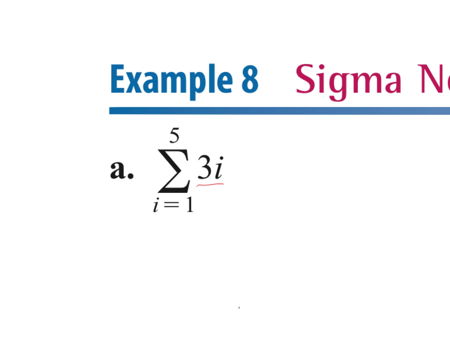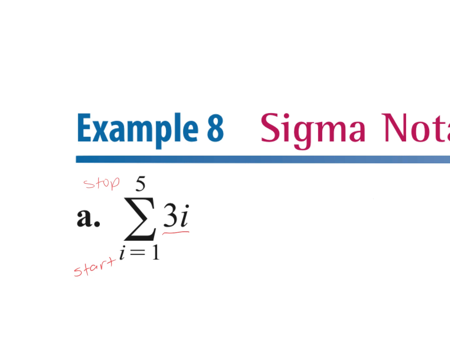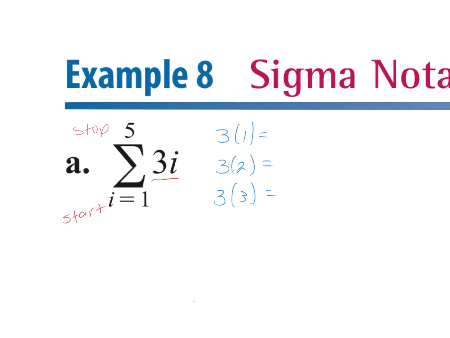They gave me an expression that they want me to use. What number do they want me to start plugging in? 1. And where do they want me to stop? 5. And what do I do with all the answers that I get? I add them together. So very simply, this is how I want you to do this and show your work. 3, and I start with 1. Then I have 3, and I plug in 2. Then 3, and I plug in 3. Then 3, and I plug in 4. Then 3, and I plug in 5.